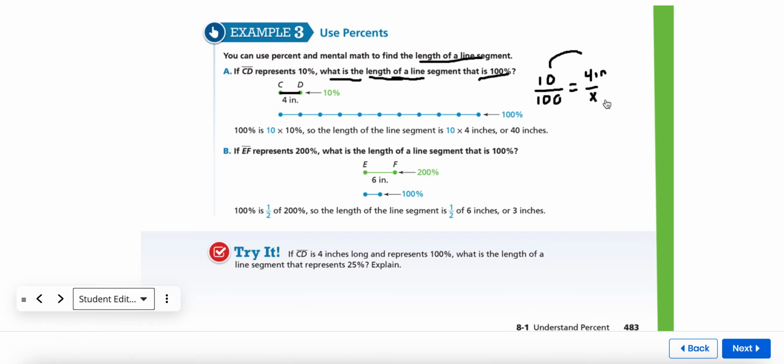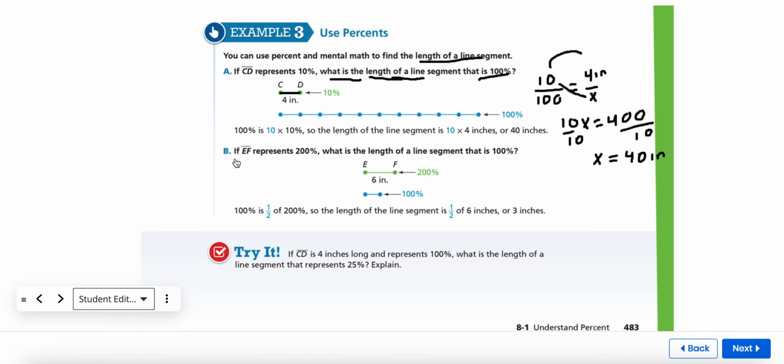Now, another way that you can do it, and we're going to learn to do that, is cross multiplication. We did that in another video. So you're going to do 10 times x, which is 10x, equals 100 times 4, which is 400. But now I don't want 10x, I just want 1x. So we're going to divide by 10. And now I get that x equals 40 inches. So my answer is 40 inches.